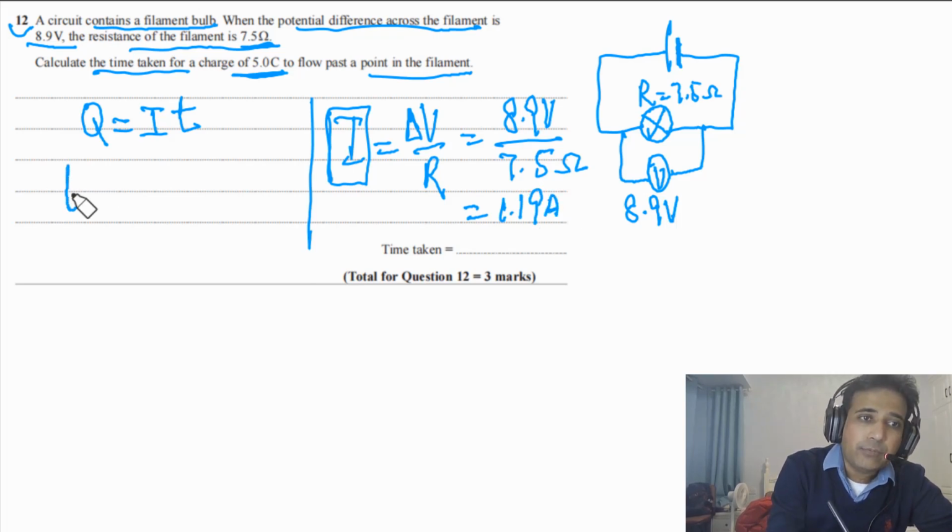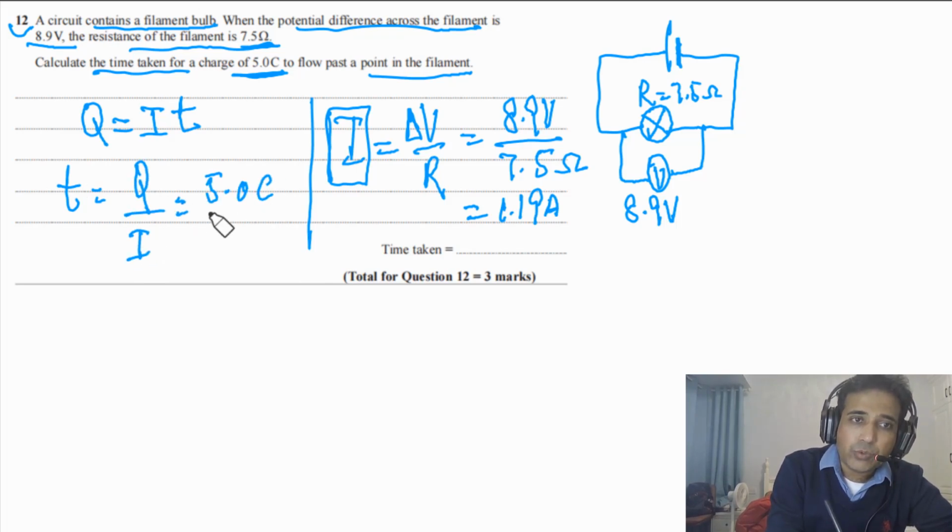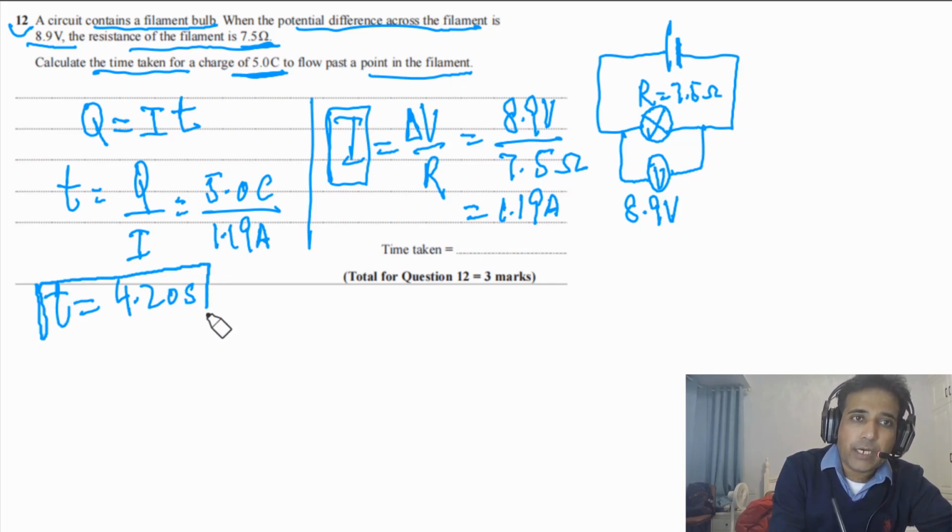We need to find time, so simply T will be equal to Q divided by I. So the value of Q is 5.0 coulombs and current is 1.19 amps. If we simplify this one, we will get 4.20 seconds. So this is the value of time, and this is how you can write down your final answer.